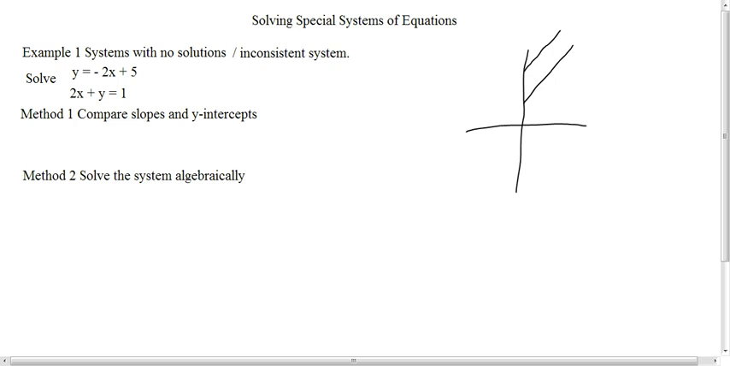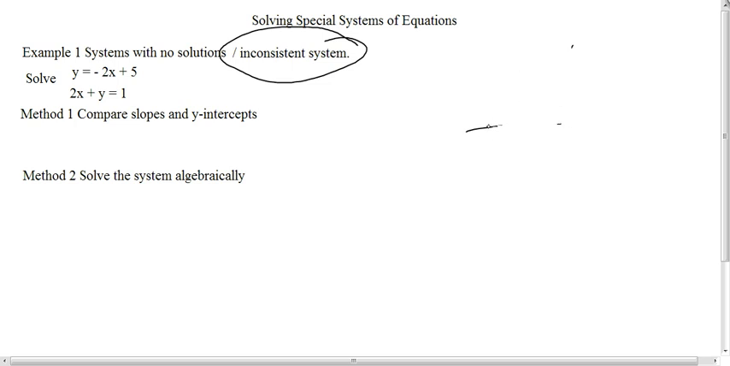And if a system has no solution, we say that it is inconsistent. It is an inconsistent system. No solutions whatsoever. Just keep that in mind as we work through this one problem here, and everybody should be okay.